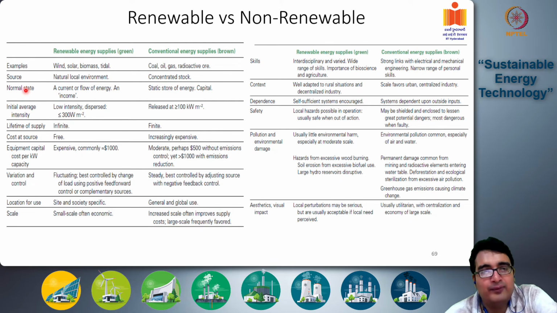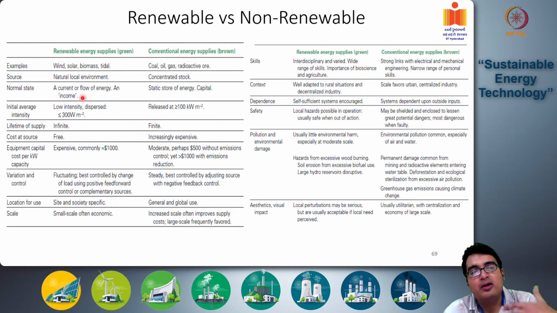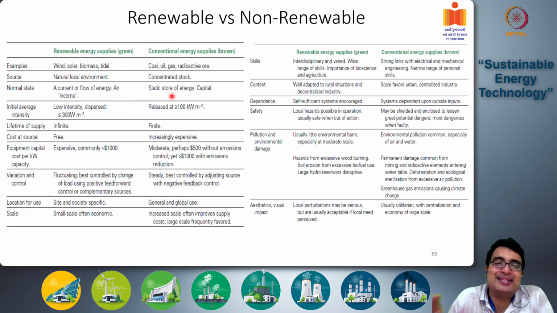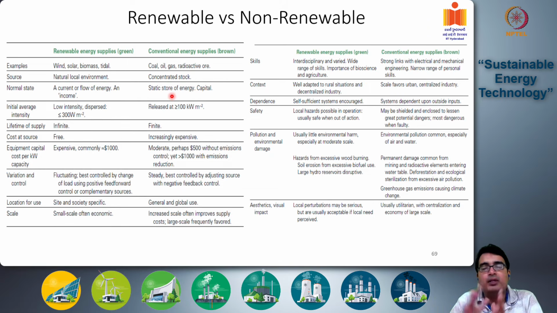The normal state of this source is a natural current or flow of energy. There is a radiation flux. There is a velocity flux. So it's a flux that you are diverting and creating power. There is a flux of wind velocity, kinetic energy flux, right? Heat flux, etc. Whereas the normal state here is a static store of energy. So the coal is a static store of chemical energy. Uranium is a static store of nuclear energy. There is no natural current or flux that is flowing. It's a static store. It's a capital energy system.